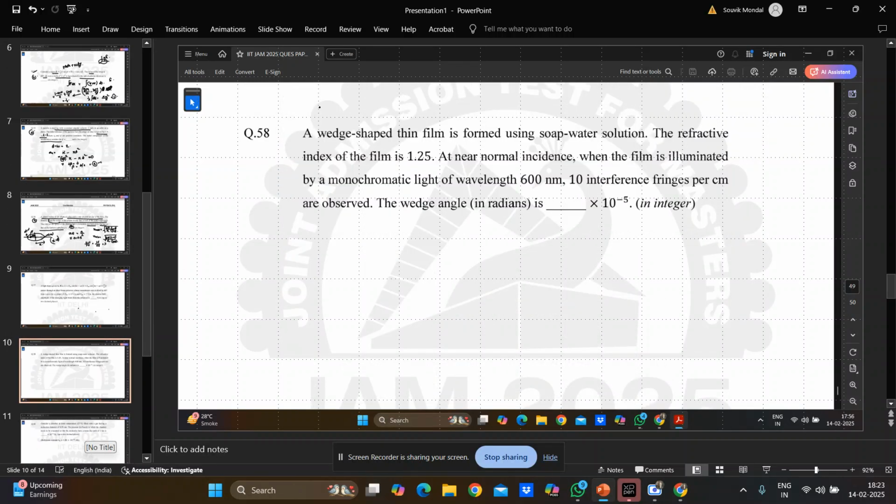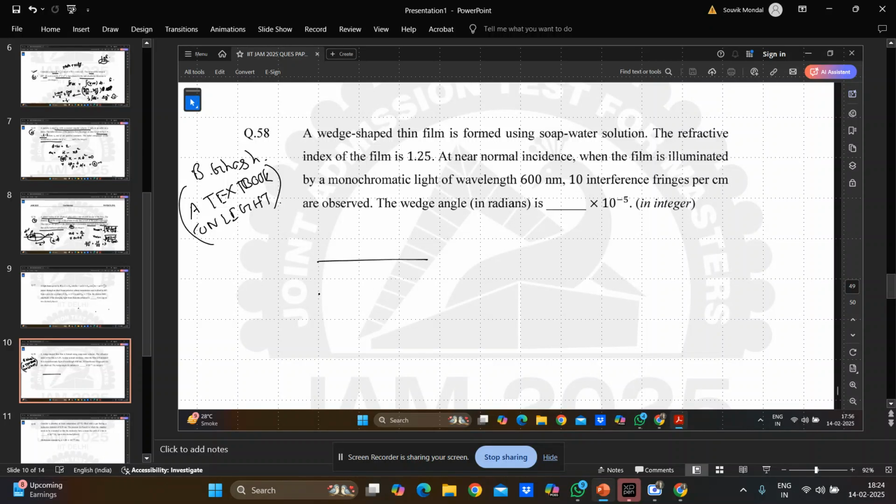58, this is a good problem, and I guess most of the students can't even do it because this is a rare problem. If you want to know the theory, the best theory is from the B Ghosh book, Basudev Ghosh, and the book name is A Textbook on Light. I read this book in my BSc courses, and this concept is very well explained there.